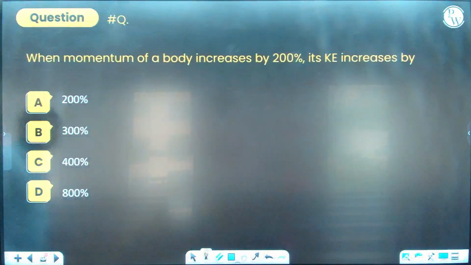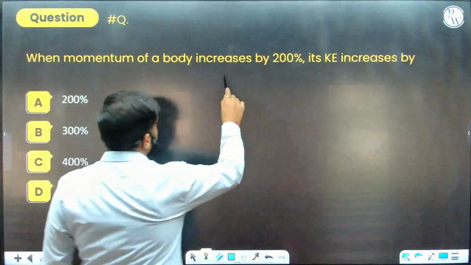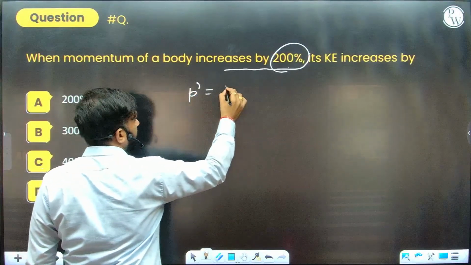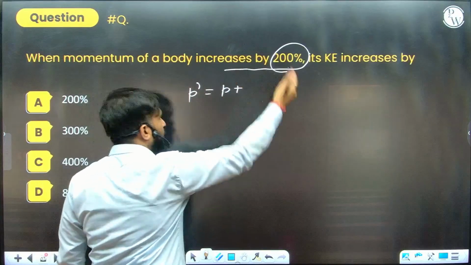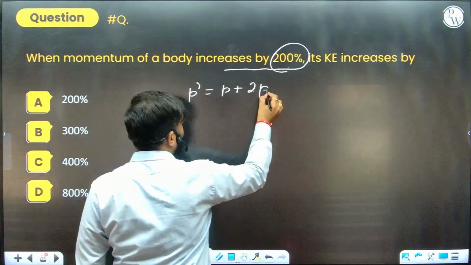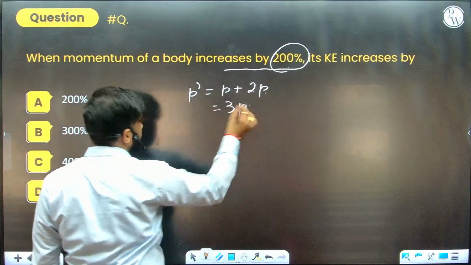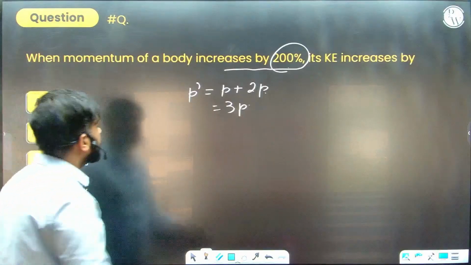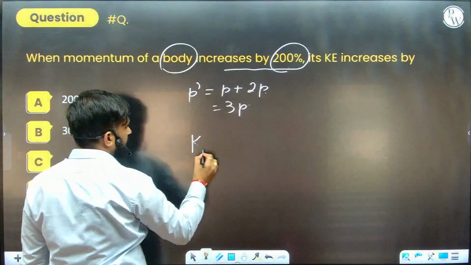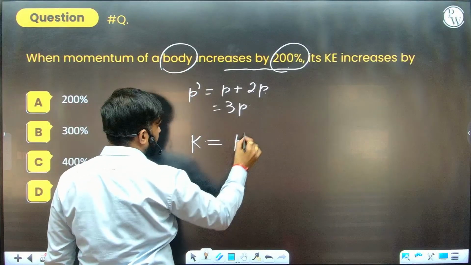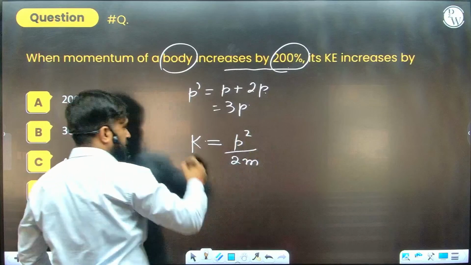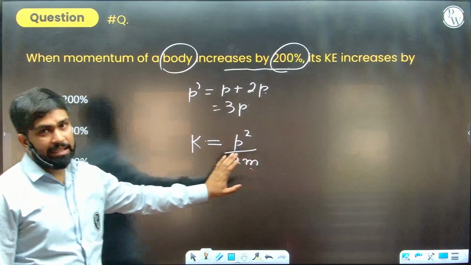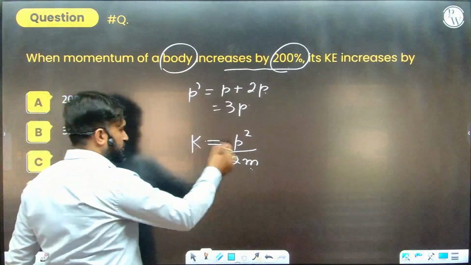Alright, let's see one question. When the momentum of a body is increased by 200%, that means the momentum becomes 200% more than the initial. So 2p plus p, it becomes 3 times, while the mass of the body is not going to change. So I'll suggest you relate it with this formula. K is p square by 2m. Because mass is not changing, I cannot use the velocity one, because it's not going to give me the correct answer. So use this one. Okay?